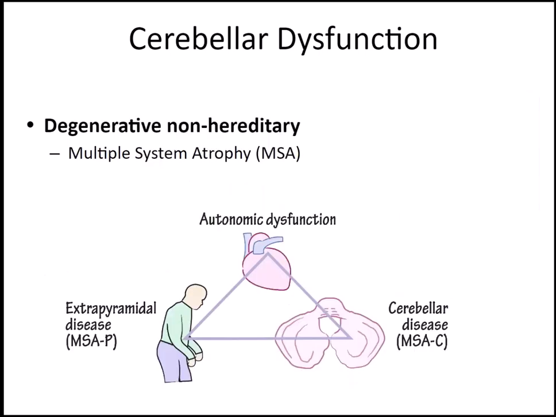And then finally, there's also the degenerative non-hereditary cerebellar dysfunction. An example of this would be multiple system atrophy, or MSA. The patient is going to present with autonomic dysfunction, as well as, if you look at the left-hand side of the triangle, the typical Parkinsonian flexed posture. And in addition, MSA is also known for cerebellar disease or associated ataxia.